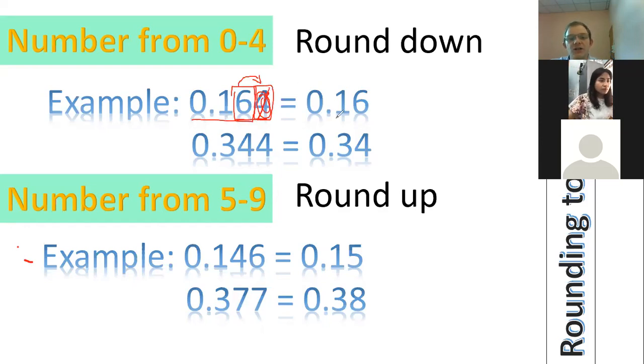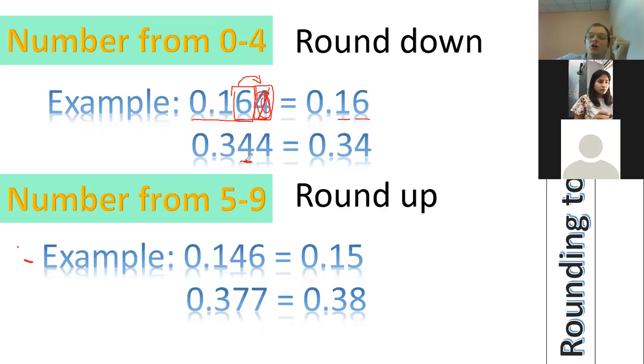And our answer is 0.16. 2 decimal places. For the next one, we look at the second number, it is a 4. So now we decide, is the 4 going up to 5 or staying 4?